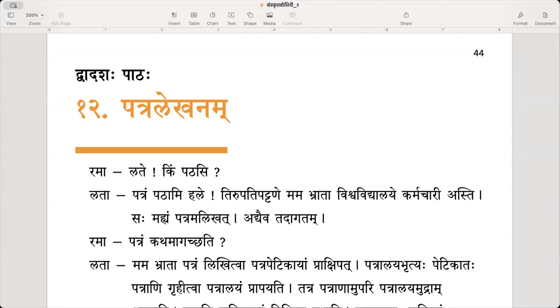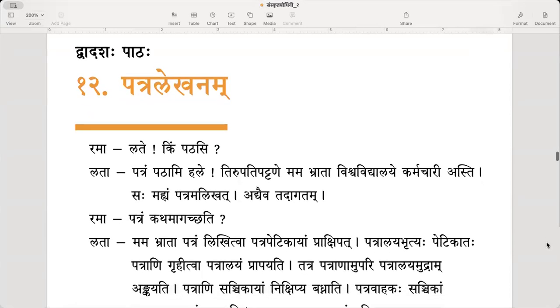Mainly they look for the to address, from address, and then the formatting, and just two lines in the main body of the letter is also fine. So we'll go and read the lesson and then look at some examples of the letter.